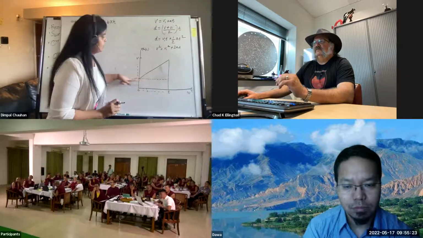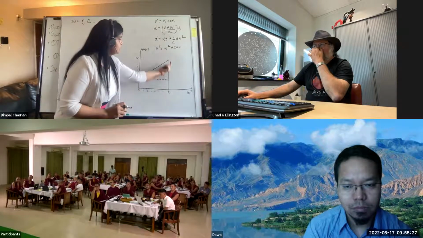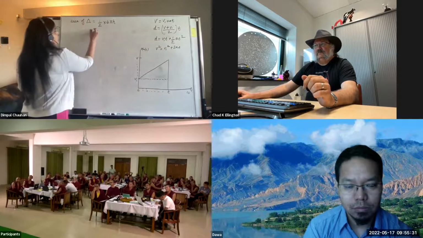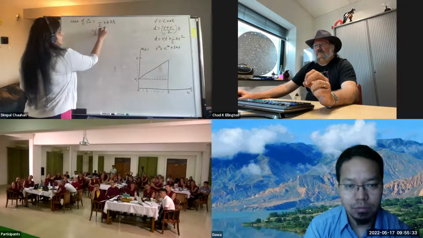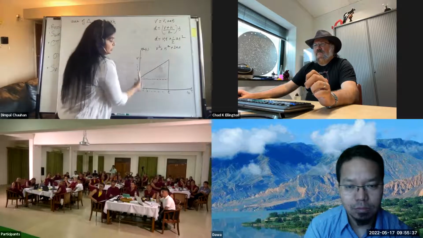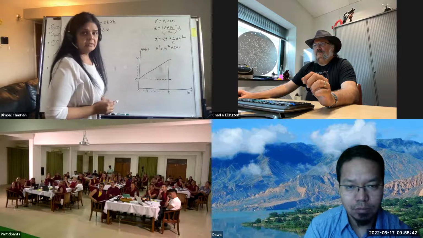What is this axis? This is time. And this is velocity. Base is our time. Now, this whole thing is velocity. I just need from here to here. How can I calculate?